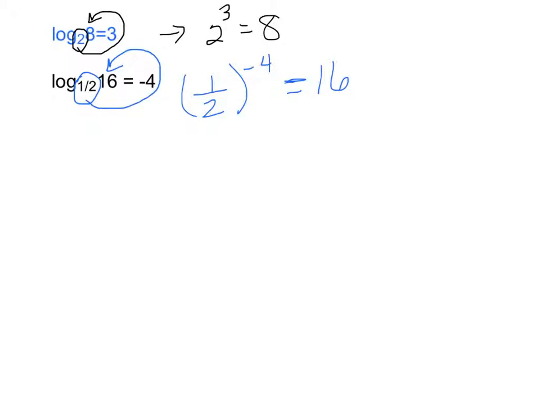Anything to a negative power, this 1/2 is actually going to be flipped. So it makes it 2 to the -4. So 2 over 1, whenever you flip the inside of your fraction, it makes the exponent positive. Is 2 to the 4th 16? All day long. Okay, let's do another one.